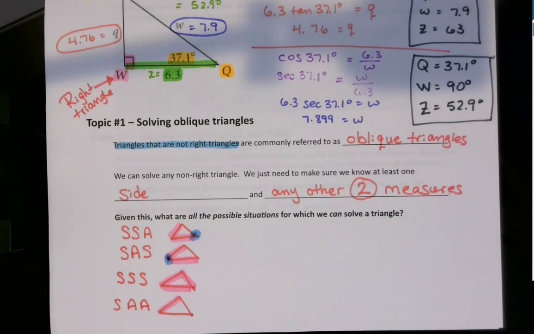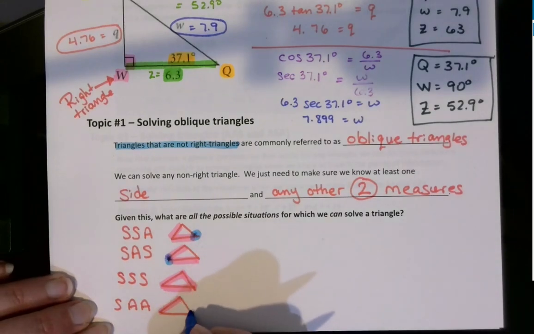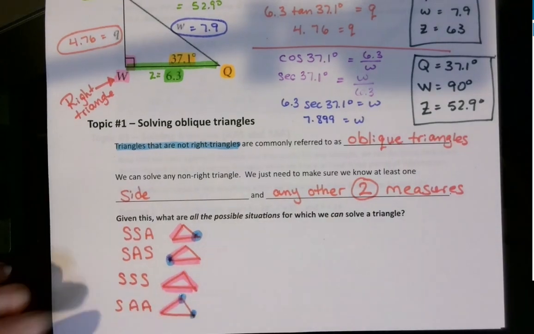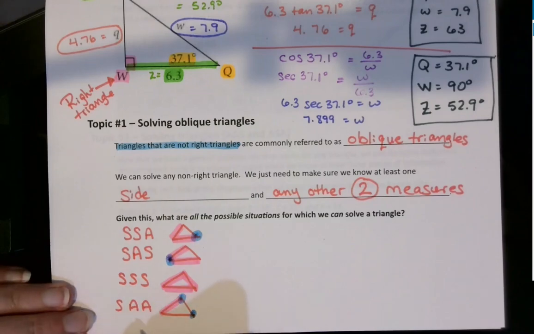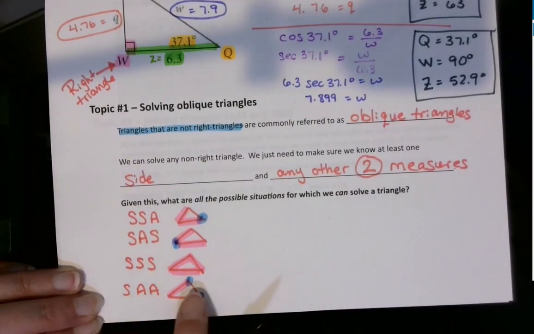my possibilities for my angles. Let's see. In the side-angle-angle case, I have two angles in a row and then the side. And then there's also the final case, which is where I know the two angles that are around a side. So this is going to be written as angle-side-angle.